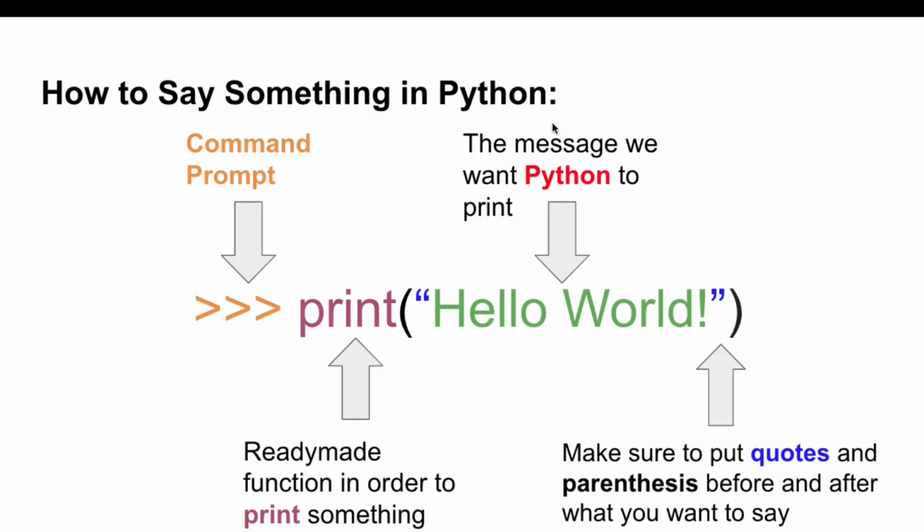Before we start typing anything right now, we're going to learn how to say something in Python. It says print hello world, but we're just going to look at the syntax first. Before we start, you'll see these three greater than symbols over here. This is the command prompt, and this is where you can type things in. First, we have to type print. Print is a ready-made function in order to print something. Over here, you can see it says hello world. This is the message we want Python to print. You can see there are quotes and parentheses before and after the speech.